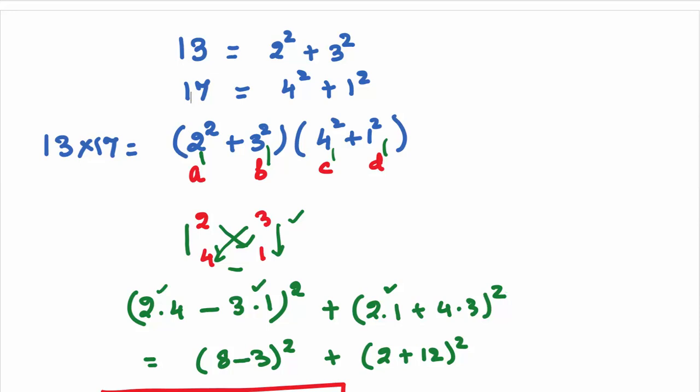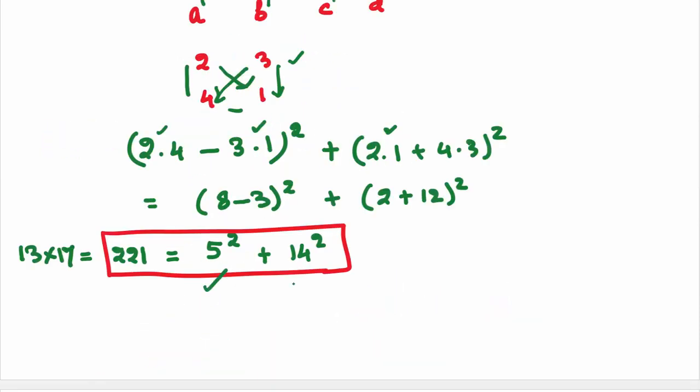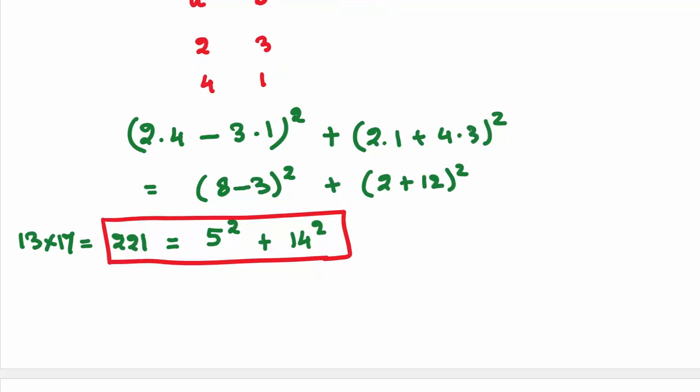This gives us, on simplifying, 5² + 14². So you have written 221, which was a product of two integers 13 and 17, as a sum of two squares, 5² + 14².